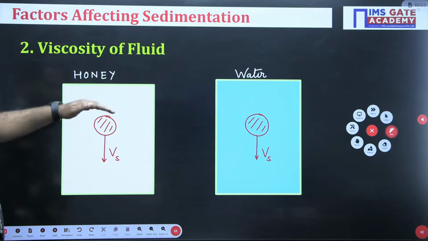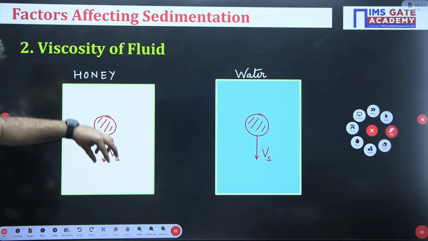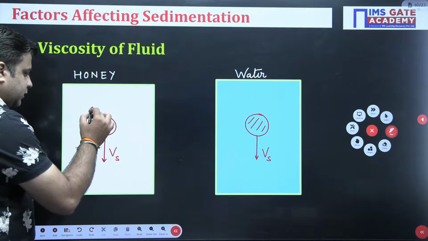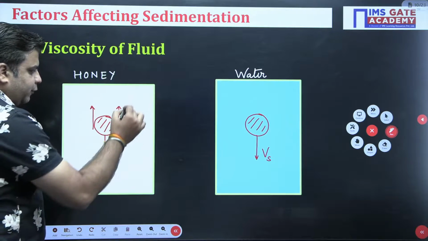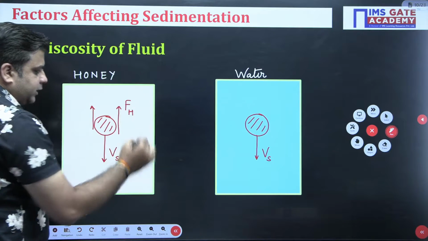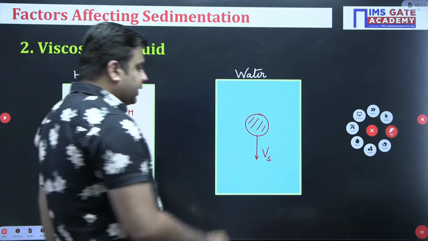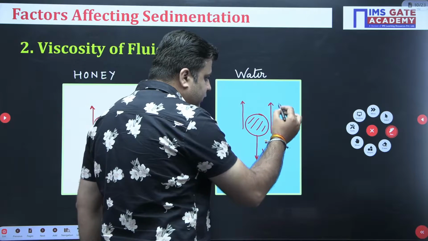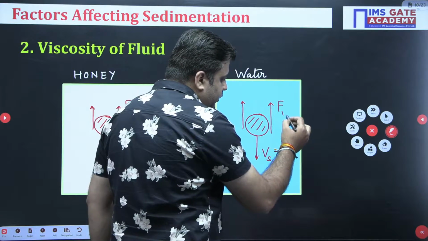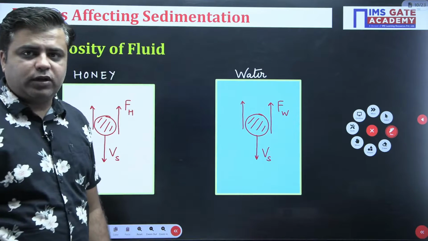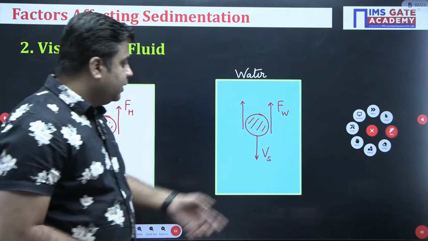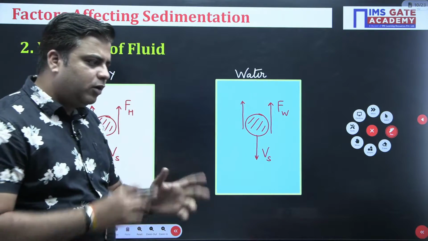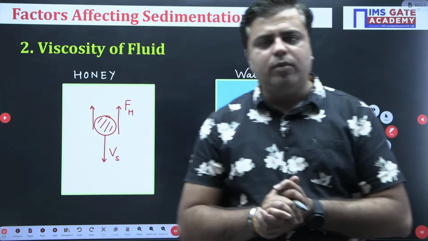Now you see this. When this solid is settling in honey, on the surface of the solid, honey will apply the frictional resistance like this. This is the friction offered by honey. In the same way, when this solid is settling in water, water will also apply frictional resistance on the surface of this solid. Technically, it is the drag applied by water on the surface of the solid. But we will not go technically, we will understand it in a very basic form.